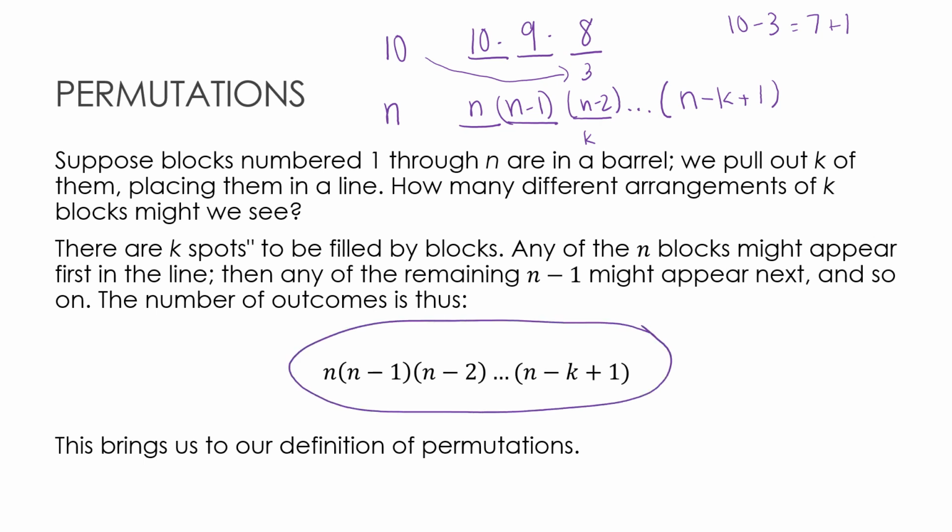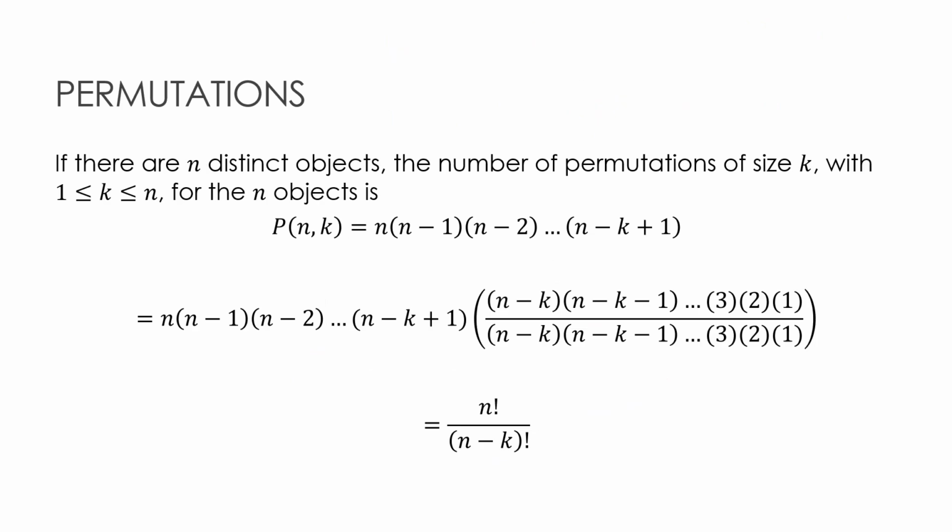This is how many possibilities there might be. So this is going to bring us to our definition of permutations. Our definition of permutations states that if there are n distinct objects, the number of permutations of size k, with k being a value between 1 and n, for the n objects is P(n,k). So again, this is just notation that you should become familiar with, which is sort of the development of it. This is saying, okay, we're going to have n and then n minus 1, etc., all the way down to n minus k plus 1.